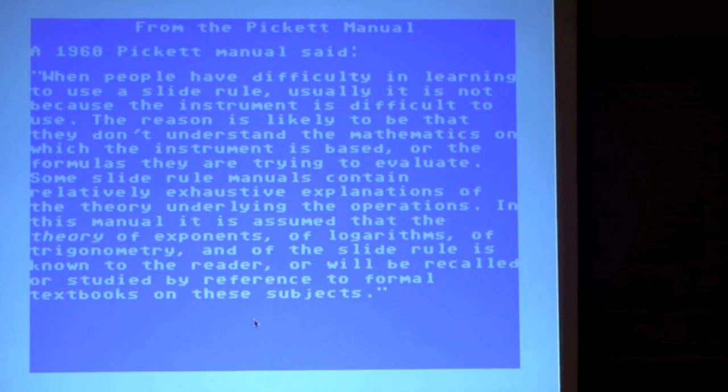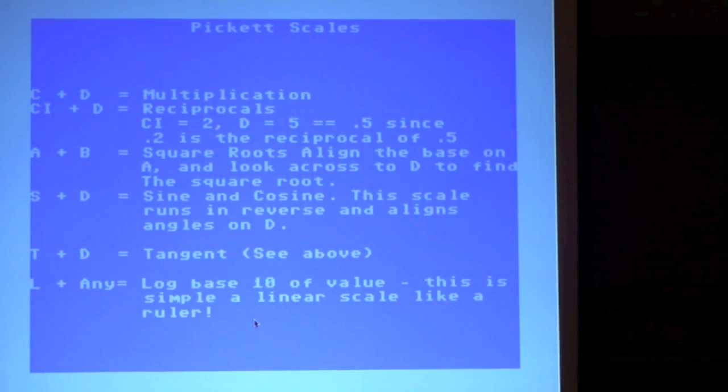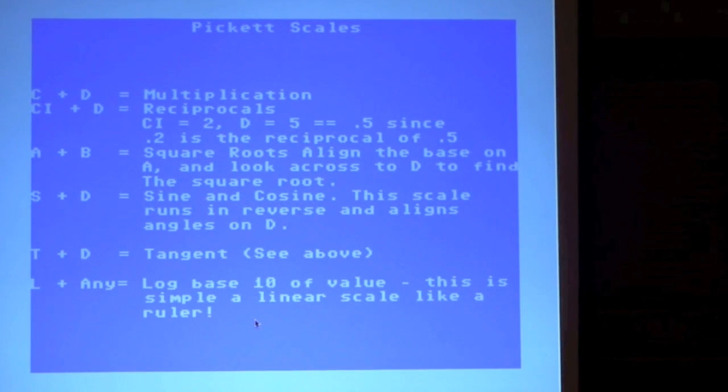This is a great line from the Pickett manual. When people have difficulty learning to use a slide rule, it's usually not because the instrument is difficult to use. The reason is likely that they don't understand the mathematics on which the instrument is based or the formulas which they're trying to evaluate. RTFM. If you can't use our product, you're an idiot. That's not true. To be perfectly honest, I don't know entirely how to use all the various combinations of scales on my slide rule.